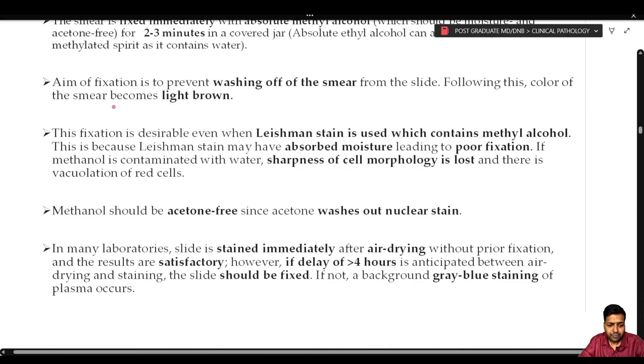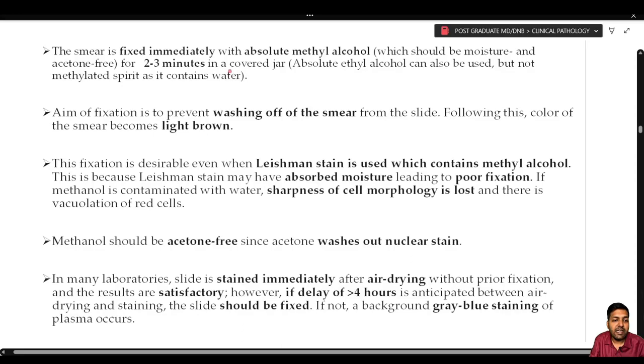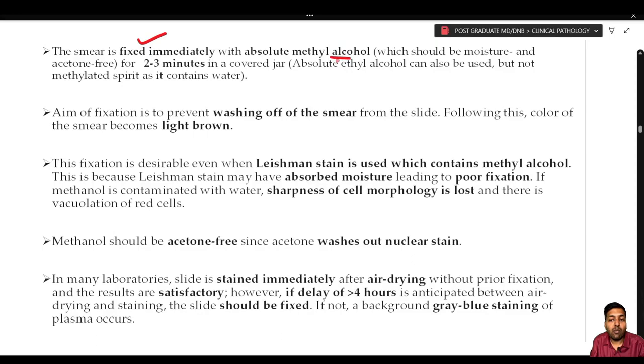Now after the smear has been air dried, it is fixed immediately with absolute methyl alcohol, which should be moisture and acetone free, and the fixation is done for 2 to 3 minutes in a covered jar. Absolute ethyl alcohol can also be used, but not methylated spirit, as methylated spirit contains water. So first you have to fix your smear.